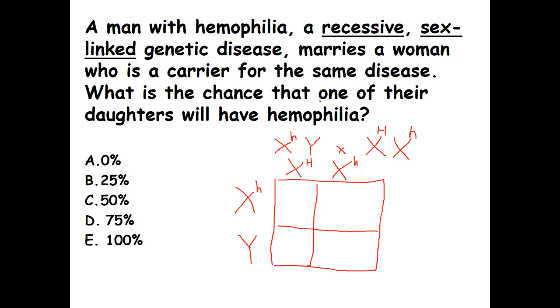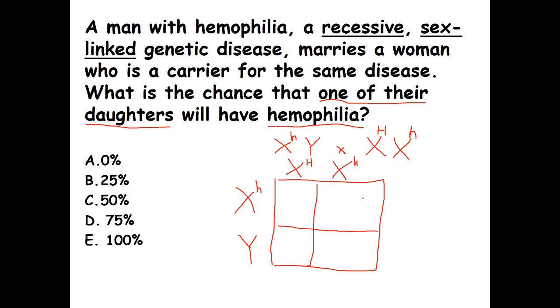Now, they're asking about daughters. When you read genetic questions, you need to be very careful. Are they asking about all the kids? Or just about sons? Or just about daughters? You know there's a 50% chance to get daughters. So out of those 4 kids, you get 2 daughters. Of those 2, how many of those daughters will have this problem? That's how you're going to do it.